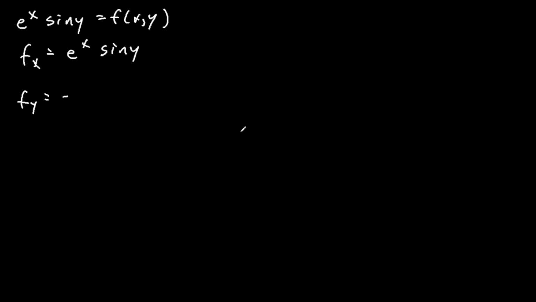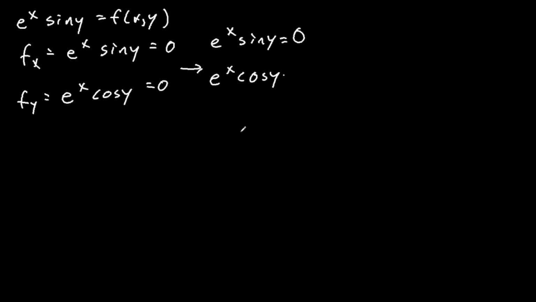So for our next function, e to the power of x times sine of y is equal to our function f of x, y. Now let's find our x partial and our y partial. So our x partial for this is e to the power of x sine of y, and our y partial is e to the power of x cosine of y. And both of these need to be set equal to 0, and I'll separate these equations with our partial symbols. e to the power of x cosine of y is equal to 0.